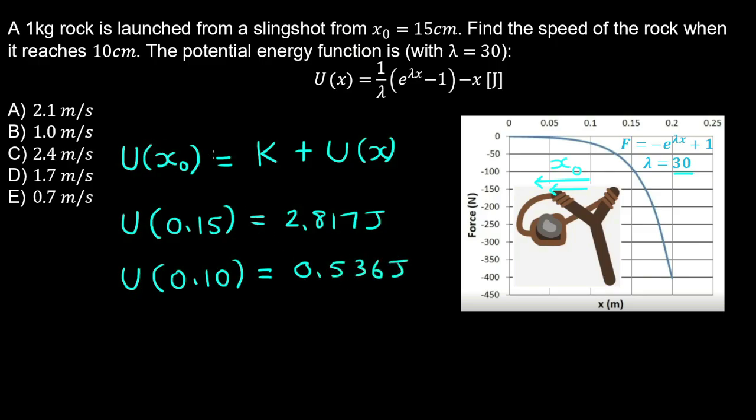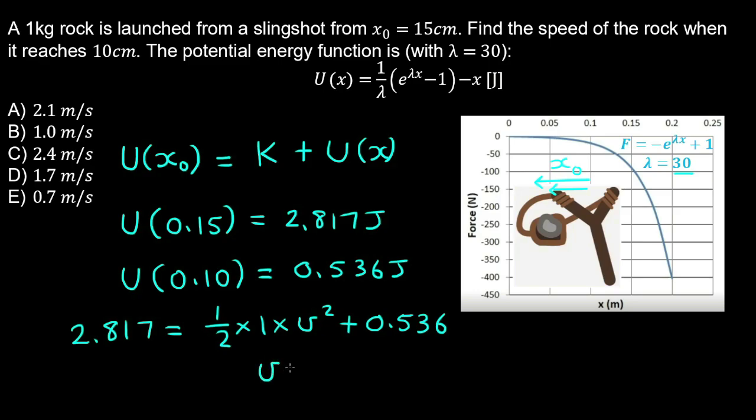And then substituting into this expression, we have 2.817 is equal to 1/2 by the mass of the rock by the speed of the rock squared plus the potential energy at 0.1 meters, which is 0.536 joules. And then solving this equation, we get 2.1 meters per second. So the correct answer is A.